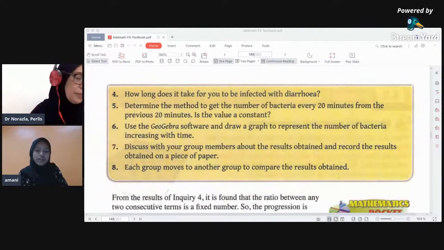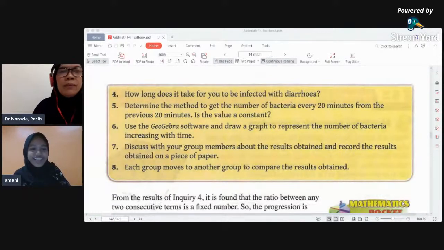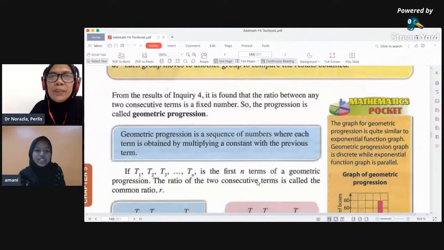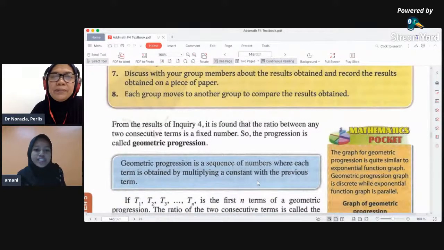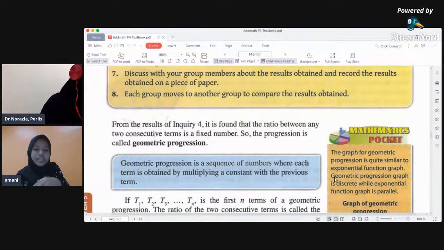From the result of inquiry 4, it is found that the ratio between any two consecutive terms is a fixed number. So the progression is called a geometric progression. Look at the blue box. It says that a geometric progression is a sequence of numbers where each term is obtained by multiplying a constant with the previous term.